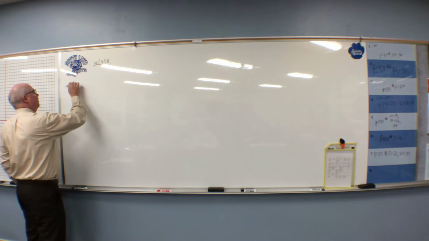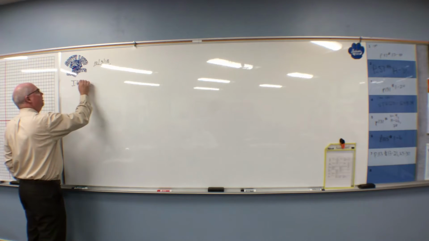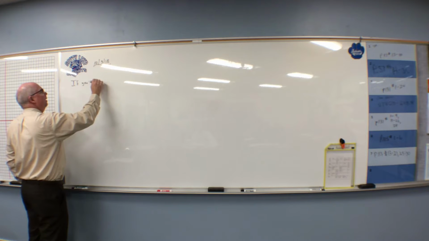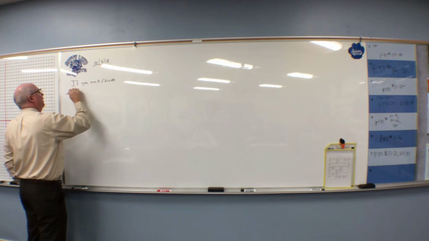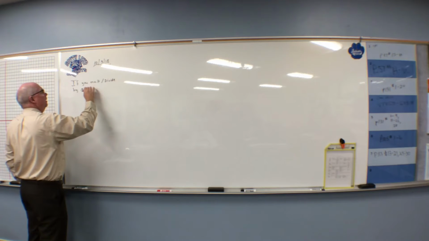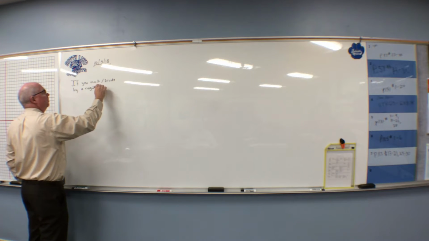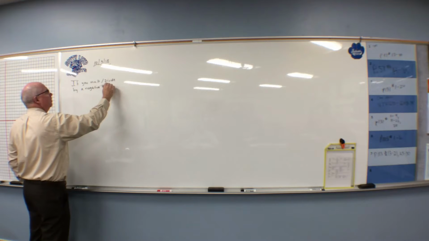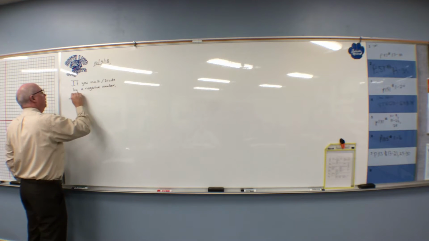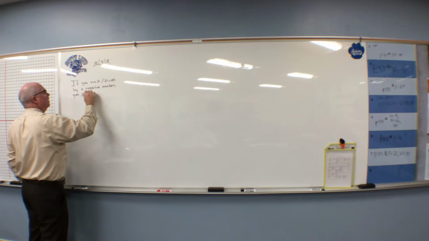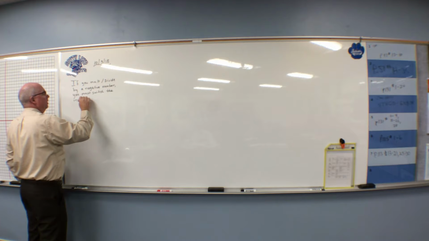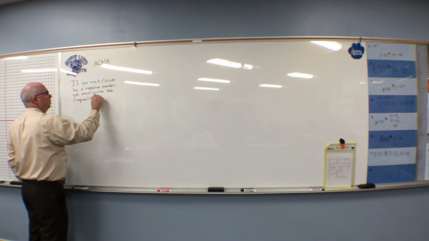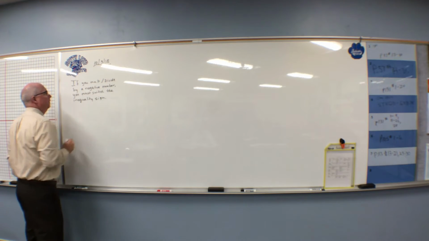But the one thing I want you to remember is if you multiply or divide by a negative number, you must switch the inequality sign. Is there a reason for that?